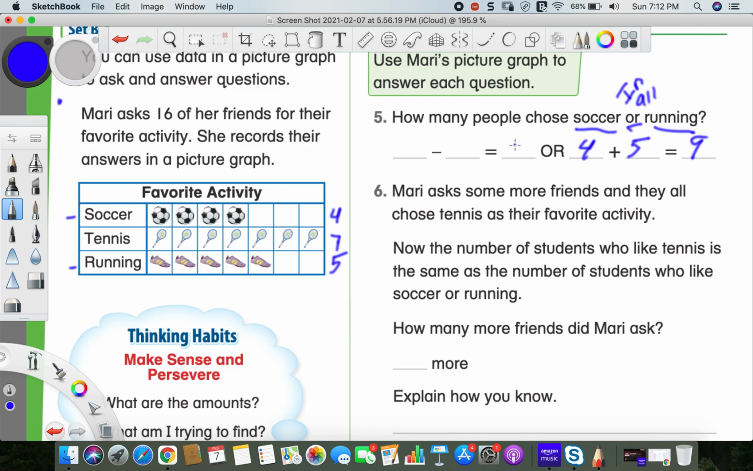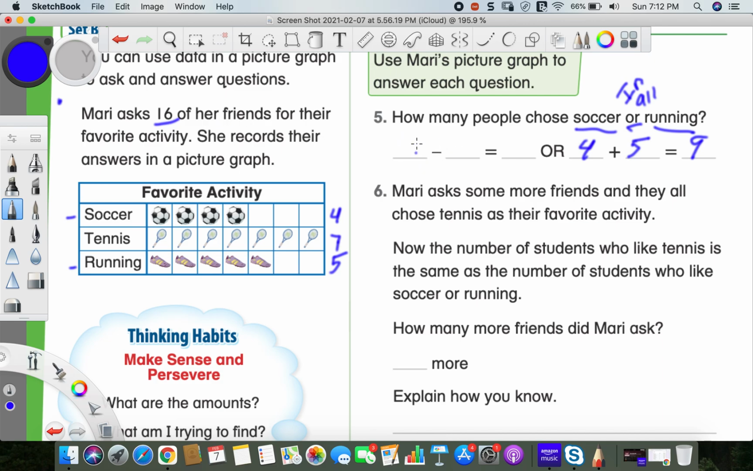Now they were saying that there is a subtraction way of doing this, which I think is bananas, but I will explain it to you just so it makes sense, okay? Because I don't want you guys walking away confused about why on earth there would be a subtraction way of doing this. But let me just show you real quick. So when we subtract, and we're talking about all this data, we need to make sure that we know the total. The total here is 16. Maria asked 16 of her friends, right?